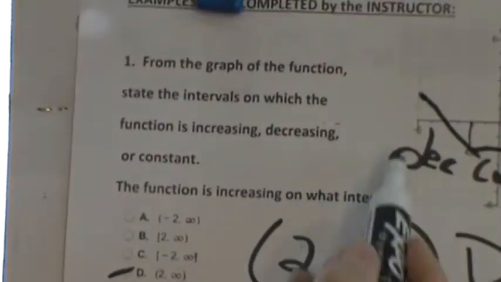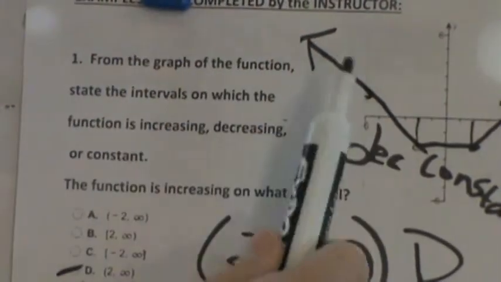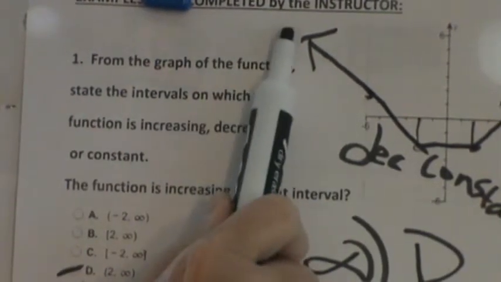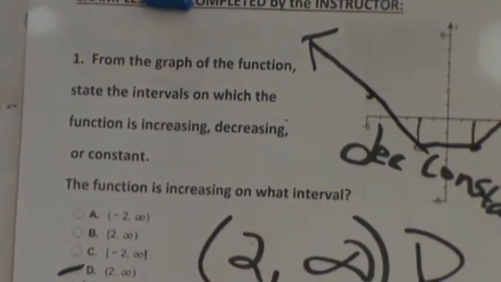And then where is it decreasing? From negative infinity. Now see, that looks like it's going up. So a lot of students get confused there. But what you got to remember is you're looking at the x-axis. You're going to negative infinity. That's where it's decreasing to negative 2. With parentheses, that's choice D. Okay, so that's number 1.